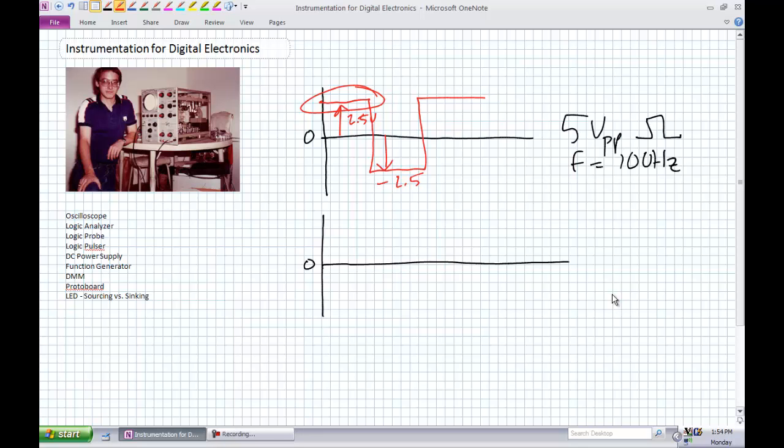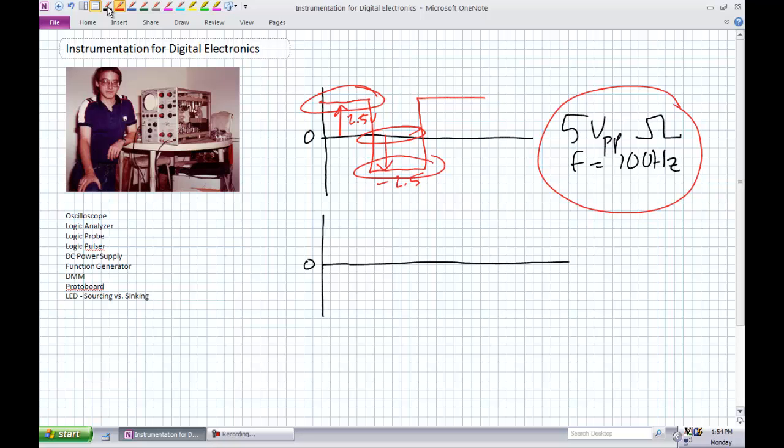Is 2.5 volts clearly a high? No. Is negative 2 volts clearly a low? Yeah, well, it's a lot past it, but it's not. Don't do it. You're going to have to create this same waveform.